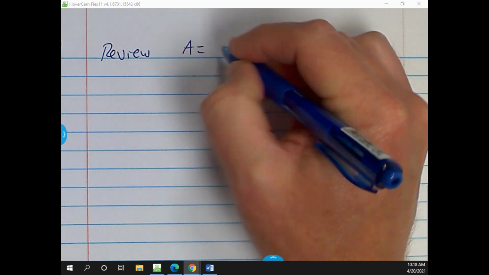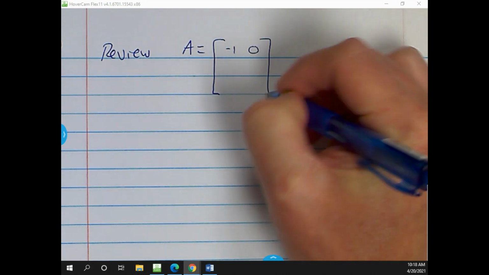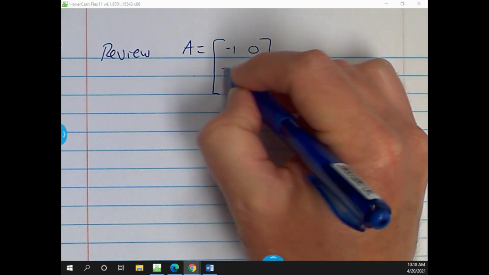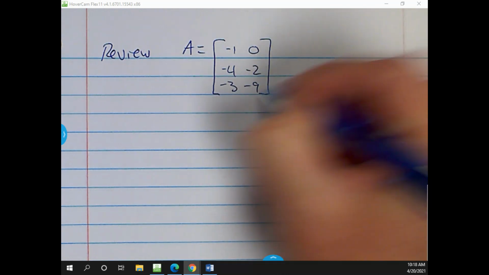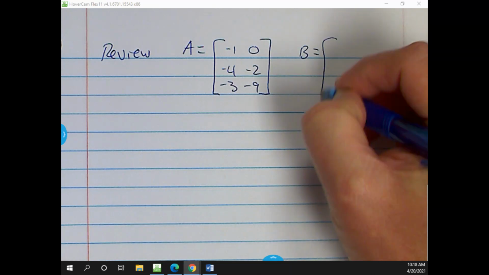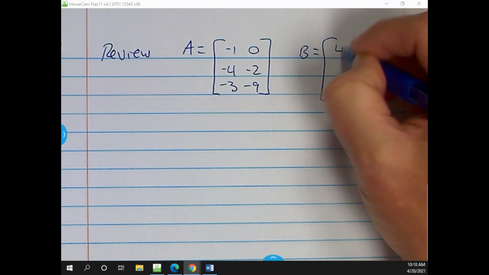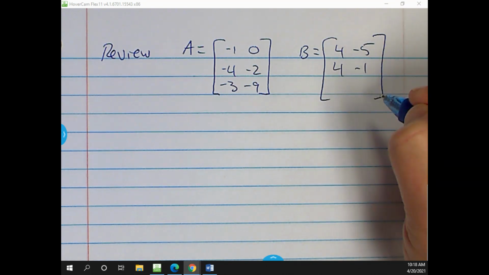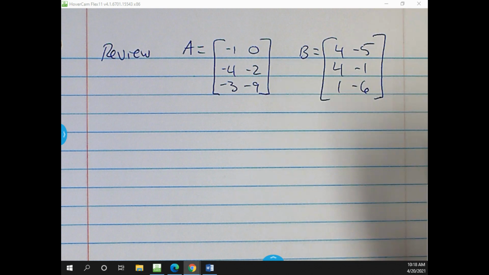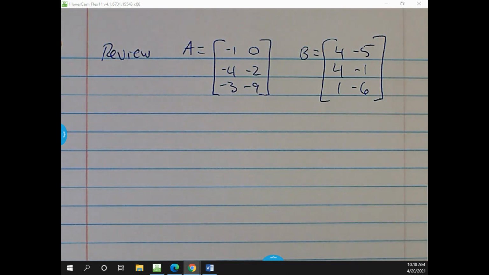But let's say that matrix A is -1, 0, -4, -2, and -3, -9. All right, and for B, let's go with 4, -5, 4, -1, and 1, -6. All right, so that's two matrices.